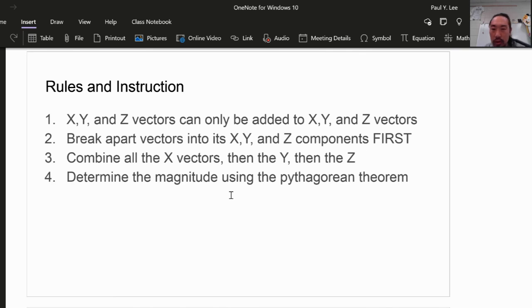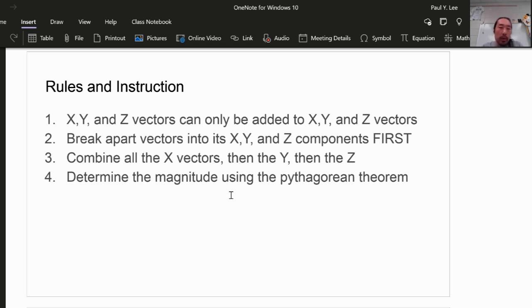pause the video, copy down these rules and instructions, listen to what I have to say, and then we're going to do a couple of example problems. So the first rule, you can only add x, y, and z vectors to other x, y, and z vectors, meaning you can only add x's to the x's, y's to the y's, and the z's to the z's. In the next slide, I'll go over exactly why that is the case.